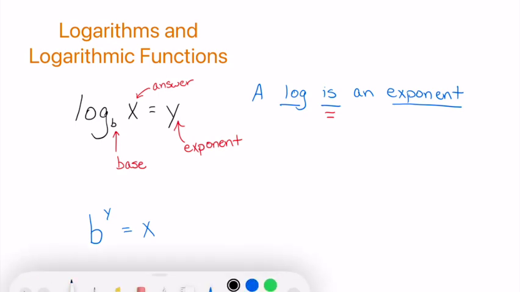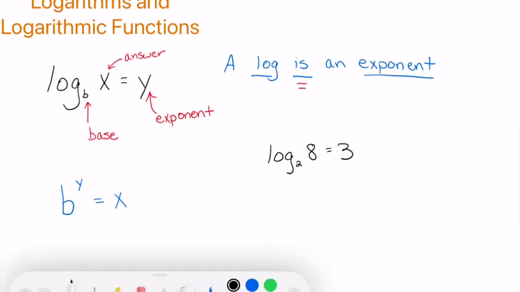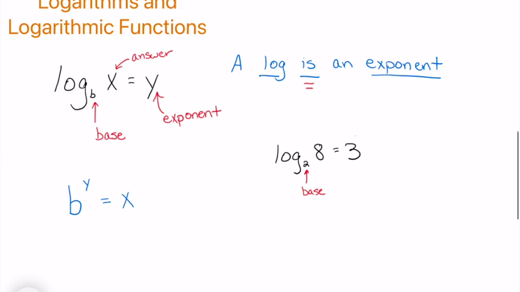So for example, if I did this, I'll do log base 2 of 8 equals 3. So what are we saying here? Well, we're saying that the base is 2. This is a log base 2 of 8 equals 3. So the base is 2. A log is an exponent. The log equals the exponent. So 3 is our exponent. And that means 8 is going to be the answer when we write this as an exponential equation.